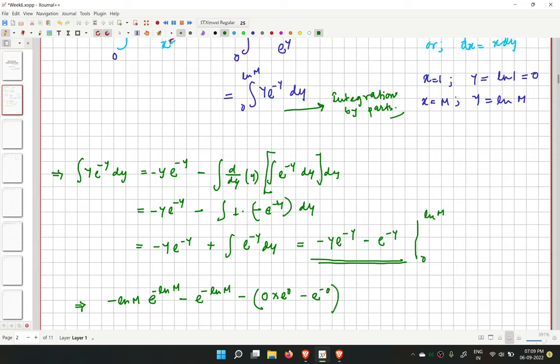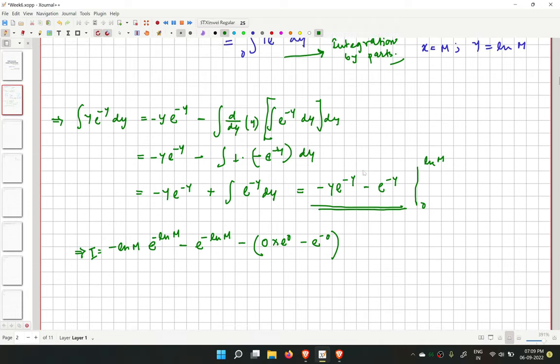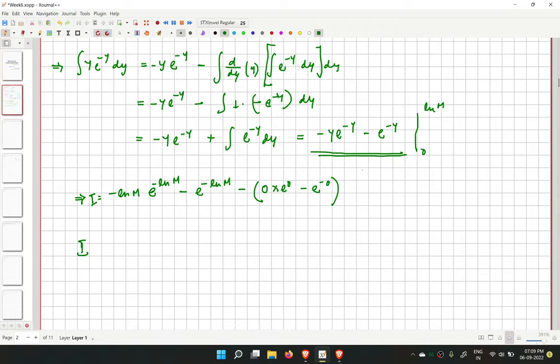So this will look like this. So this is I equal to, okay. So what will be our final integration? This will be limit m tends to infinity, then minus ln m e to the power minus ln m minus e to the power minus ln m, and this term will be 0, and this term will be 1 because this is e to the power 0, so this will be in effect plus 1.